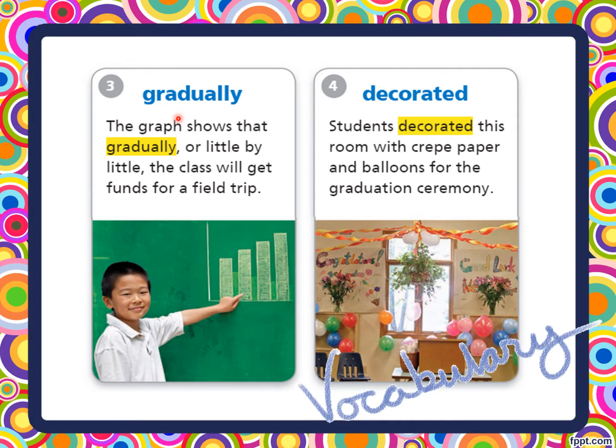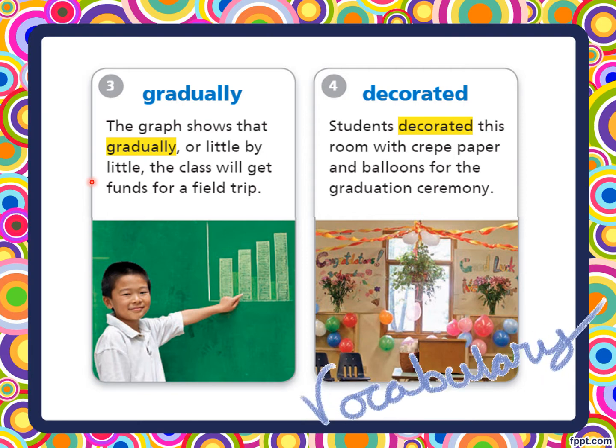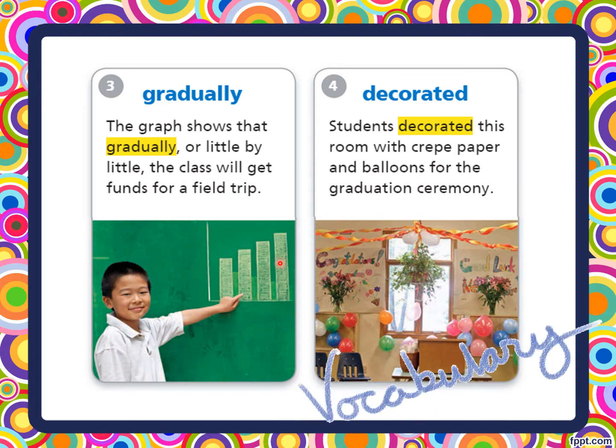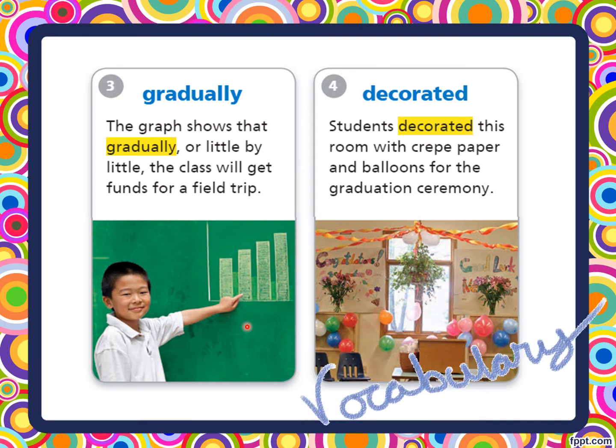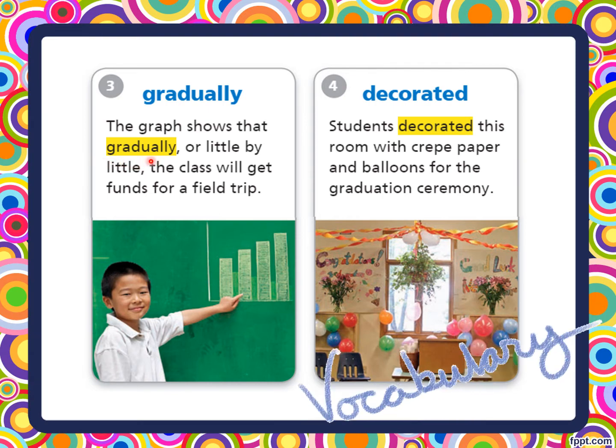Number 3, gradually. The graph shows that gradually, or little by little, the class will get funds for a field trip. So if you would notice, the graphs are going higher, which means that little by little, they will get their funding or their money for their much awaited trip. So gradually is an adverb of manner. If you remember adverbs of manner, they usually end with ly. They describe how an action is done.